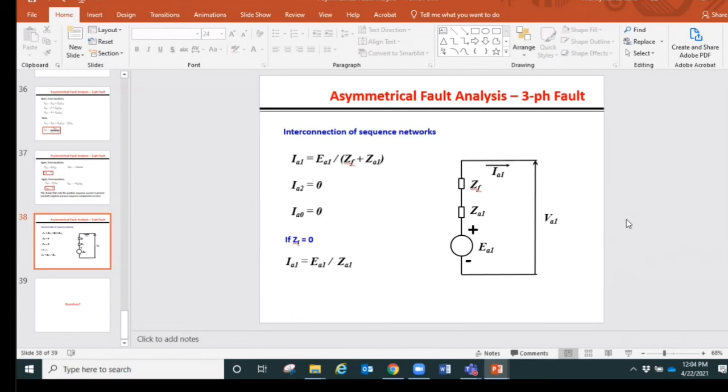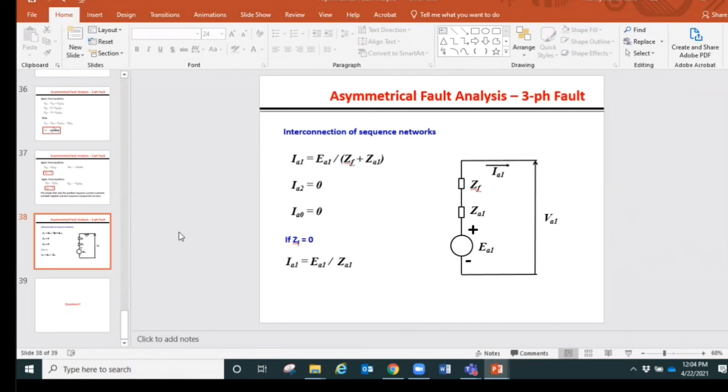But for asymmetrical fault, the system becomes unbalanced due to occurrence of the fault. So for three-phase fault, only one component is going to be present, and that is coming from positive sequence or negative sequence, depending on which sequence we are considering. Normally we consider positive sequence. That's why we saw that only IA1 is present, IA2 and IA0 are going to be equal to 0. But if we considered negative sequence system, then IA2 would be present there, IA1 and IA0 would be equal to 0.